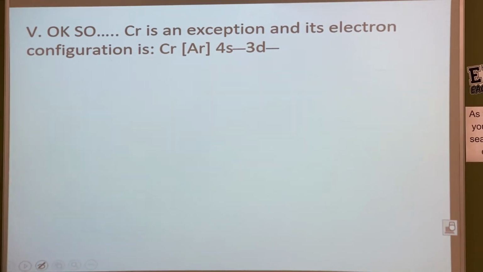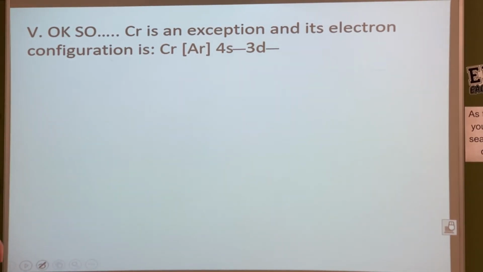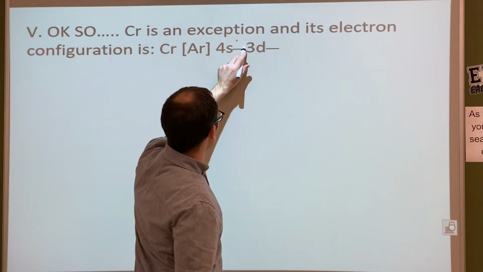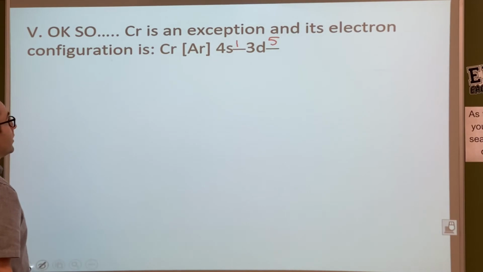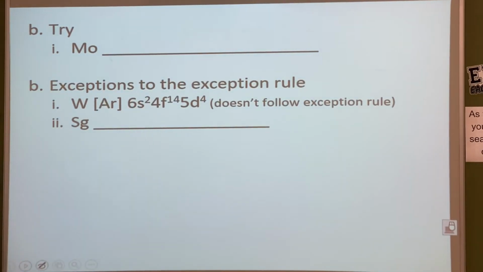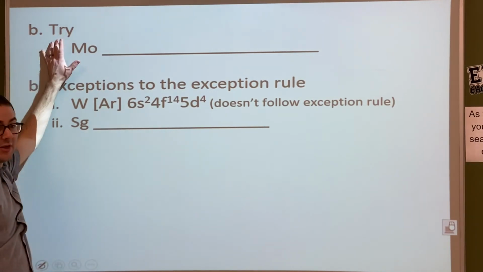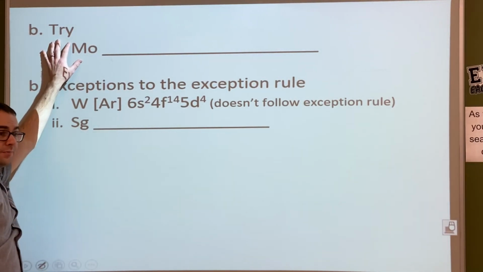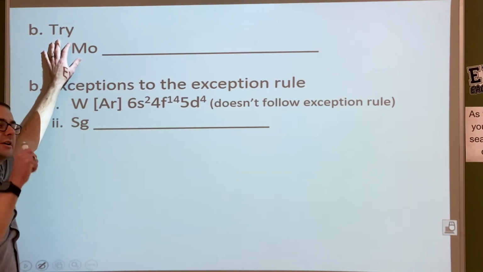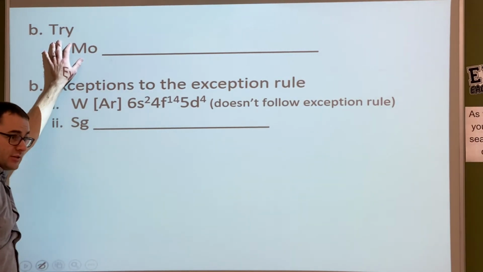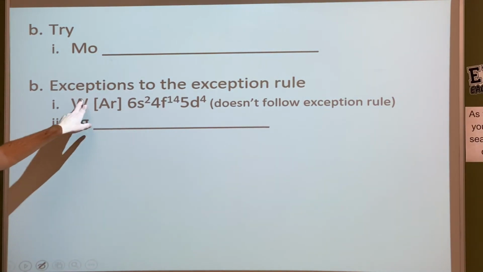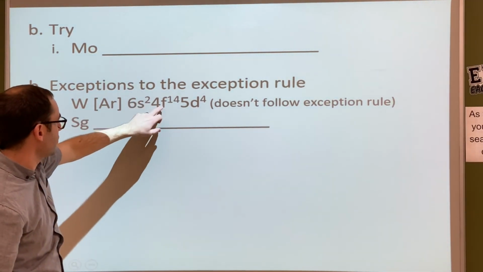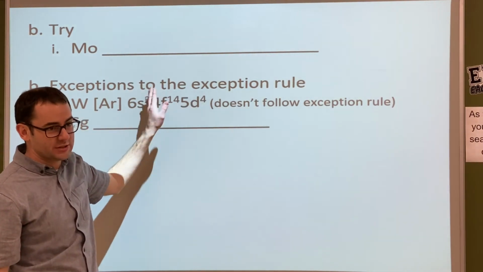All right, so let's fill this in. It's an exception. When we do the exception, it'll be 4s1, 3d5. This would do the same thing, all right? It would move one over. Unfortunately, there are exceptions to the exceptions, which means this acts normal. So it'll actually be 6s2, 4f14, 5d4. So it doesn't do that shift.